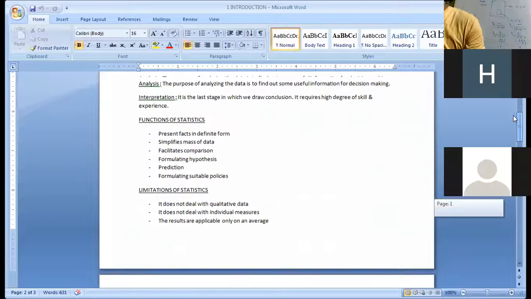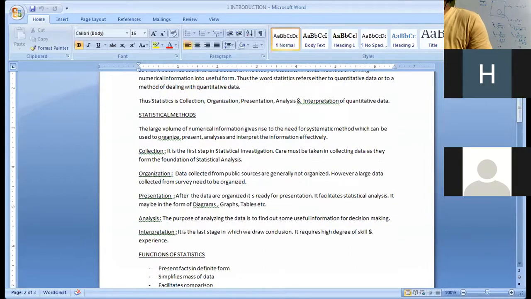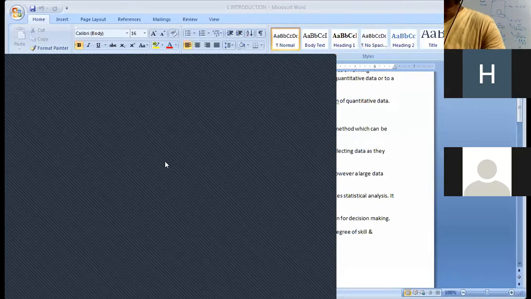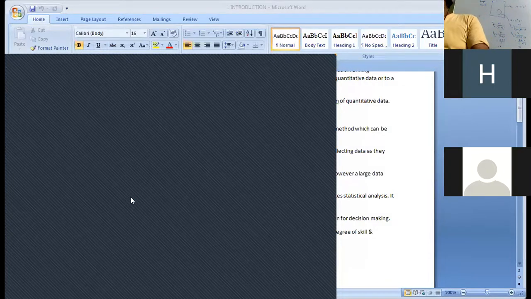Okay, so now we'll see this collection of data. Types of data. This is all introductory part which I am covering today.